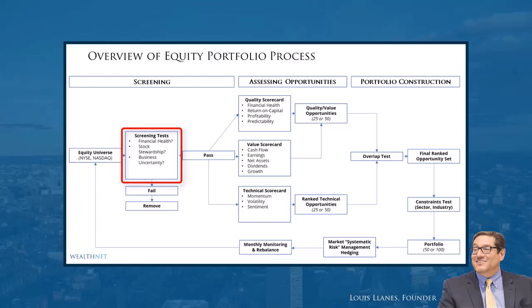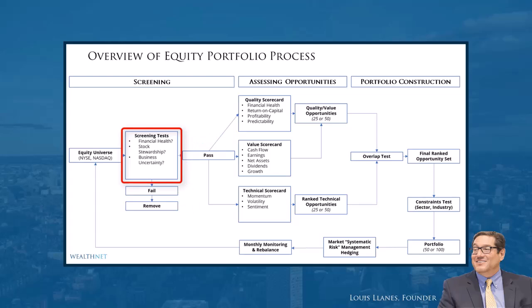So we're looking at those, and lastly, we want to see what is the exposure that they have to some kind of contingent event that is going to lower the predictability of that company. So that's looking at business uncertainty. So screening out, it's kind of like a fail or a pass test. So if they have the minimum financial health, the minimum stock stewardship, and the minimum business uncertainty criteria, then they go pass. Otherwise, it's fail, and they're removed from the list.